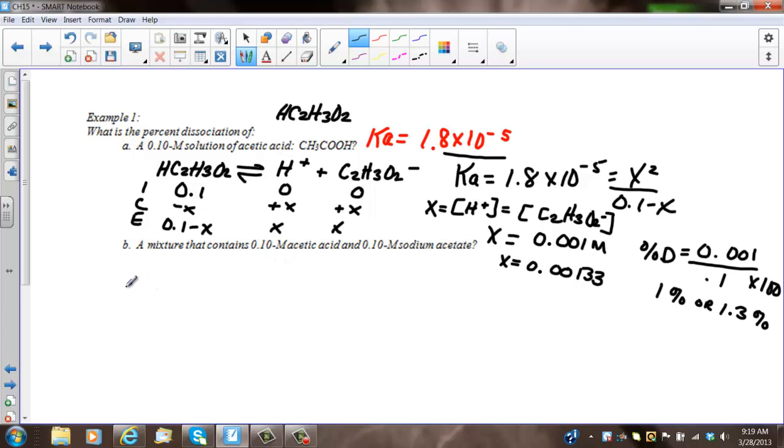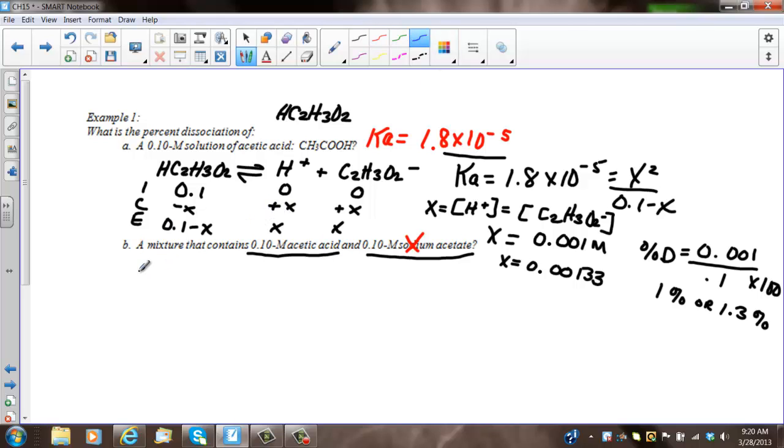Okay, so this was our lead-in. Now we're going to look at a common ion problem. It says a mixture that contains 0.1 molar acetic acid and 0.1 molar sodium acetate. Right off the bat, you know that we're not going to be interested in the sodium part of this. We're really only interested in the acetate ion because that's the only thing that has anything in common with acetic acid.